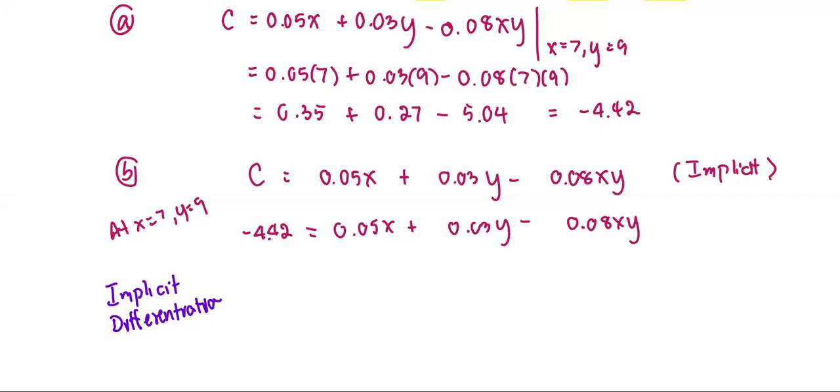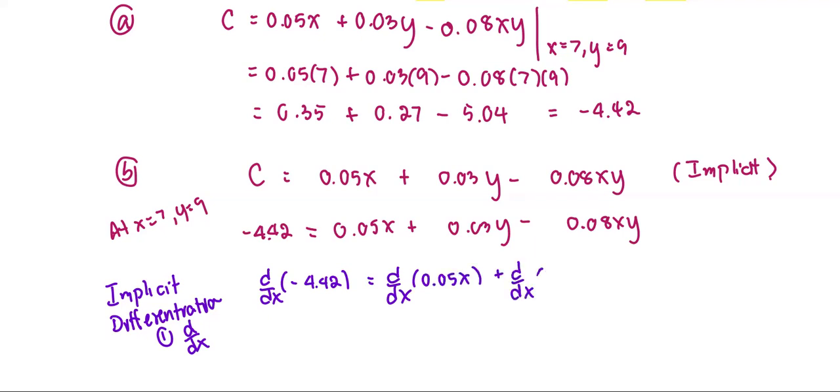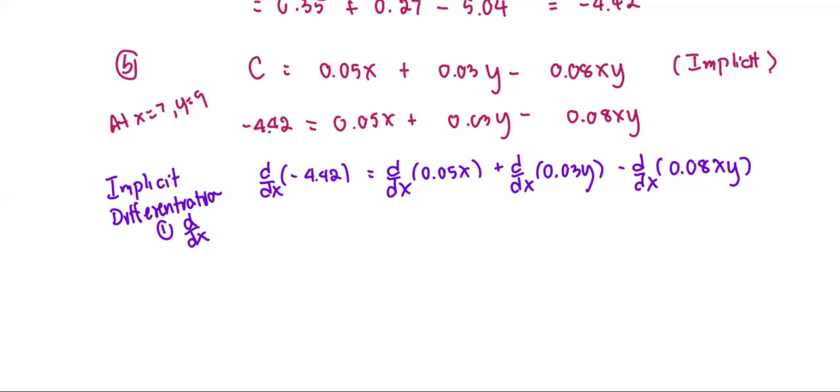Implicit differentiation. So the first step, we're going to find the derivative with respect to x of all terms. So d by dx of negative 4.42 on the left equals d by dx of 0.05 times x plus d by dx of 0.03 times y minus d by dx of 0.08 times x times y. The derivative of the constant is zero.